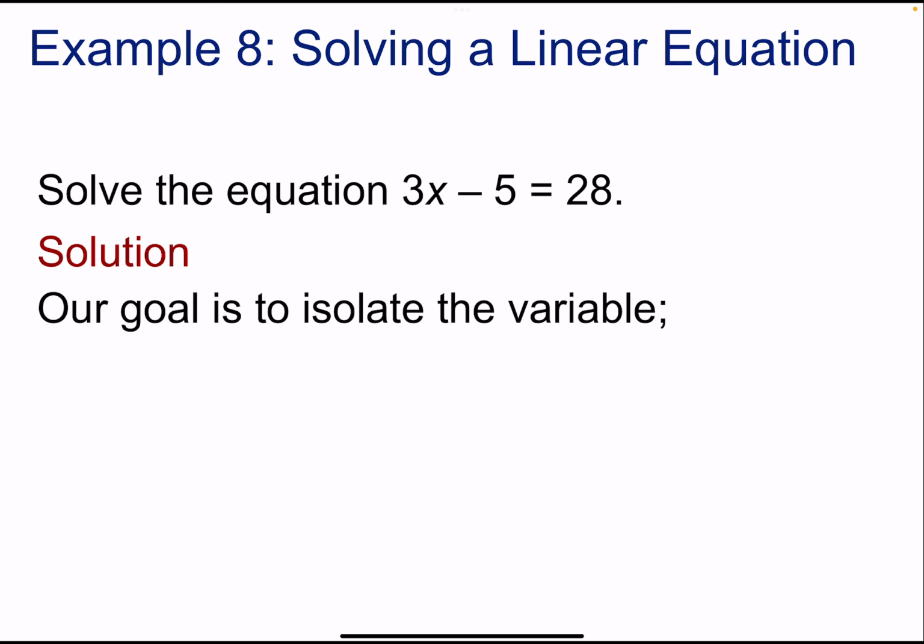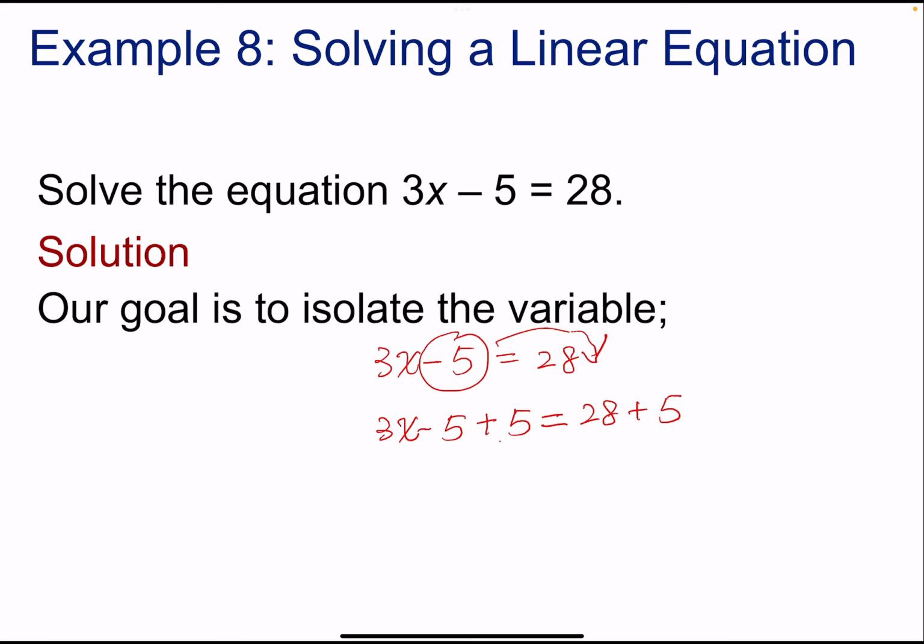All right, so let's quickly look at this example here. 3x minus 5 equals 28. Our goal is to isolate the terms with the variable x, meaning that we need to somehow move this term to the right-hand side. Now, what we can do here, you probably already know how to do it, is add 5 to both sides. That won't change the solution. However, negative 5 plus 5 is 0.